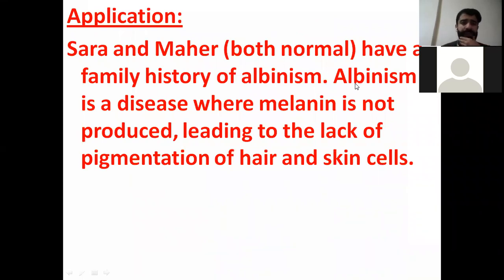Before we move to the application, last time we talked about Sarah and Maher. They are normal, both of them, and they have a family history of albinism. We said that albinism is a disease where melanin is not produced. This leads to the lack of pigmentation of the hair and the skin cells as well. So this is the albino individual. Whenever an individual has albinism, it's called an albino individual. So this individual has lack of pigmentation.